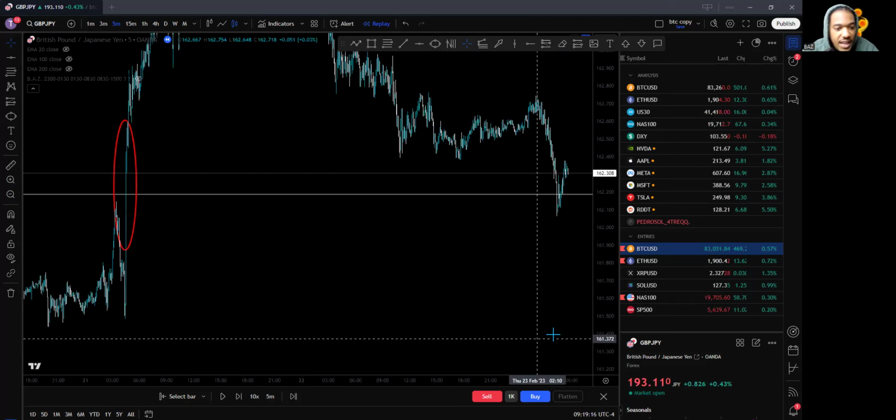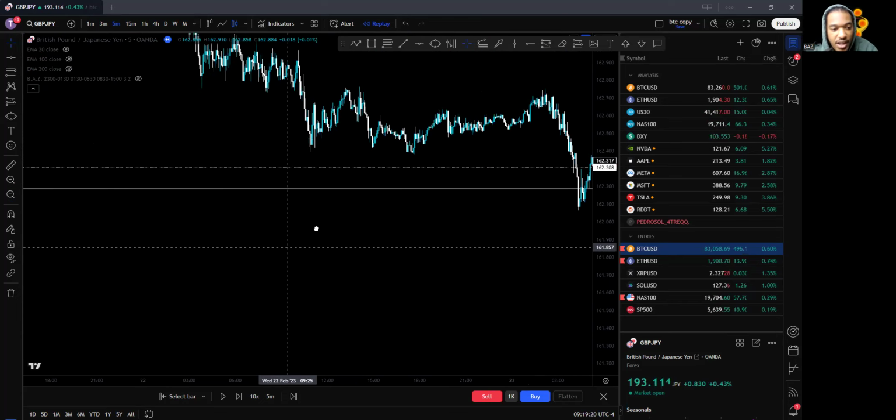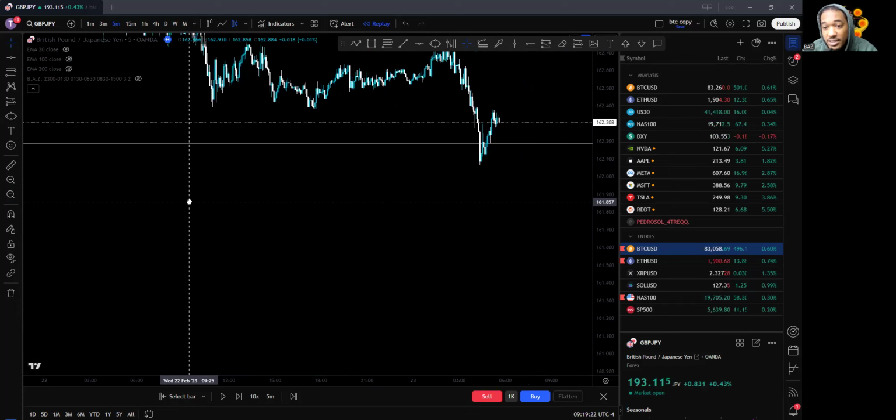So we got the previous break over here. So now that we've broken this structure, anything that was previously resistance, when we break it, now that becomes support.